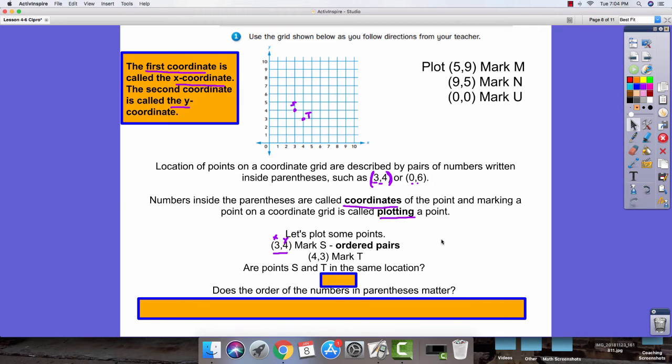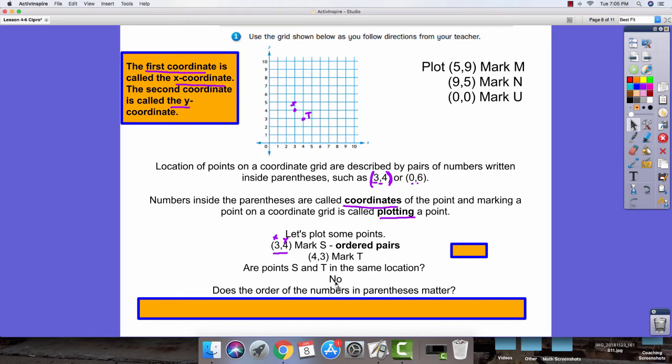All right, so what I want to know is our points. So look, we used the same numbers here, right? I have a 3 and a 4 for the ordered pair here, and I have a 4 and a 3 for the ordered pair here. So are my points S and T at the same location? Pause the video. No, they're not. So everyone should have written no there. If you said yes, let's look at here again. S is here, so 3, 4, and T, 4, 3 is here. So they are not at the same location. So if you said yes, make sure you change your answer to no. Pause video and make a revision if you need to.